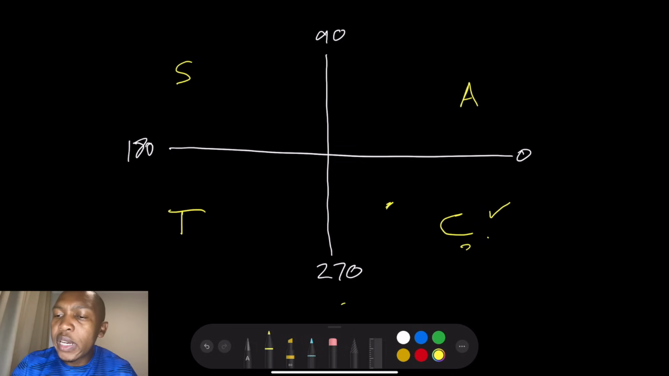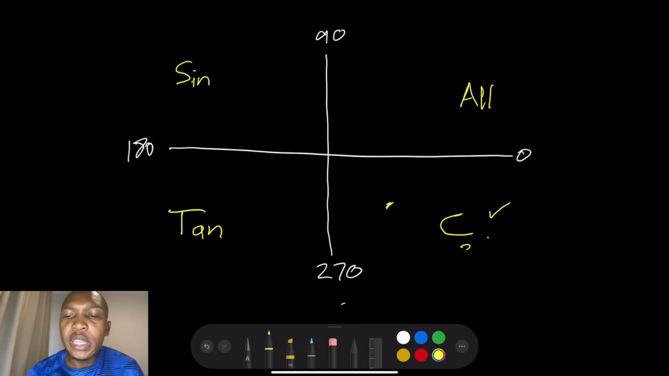In the first quadrant, all of them are positive: cos, sine, and tan, and their co-ratios as well, the co-functions, are also positive. In the second quadrant, we know it's going to be sine and its co-function that are positive. And in the third quadrant, tan and its co-function are positive. What does that mean?